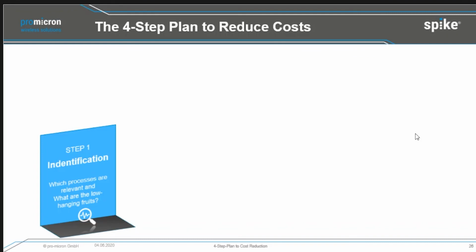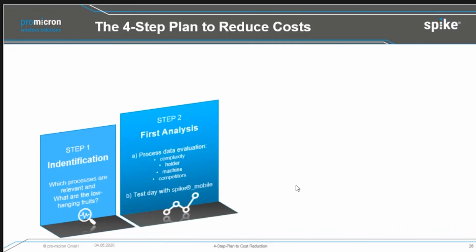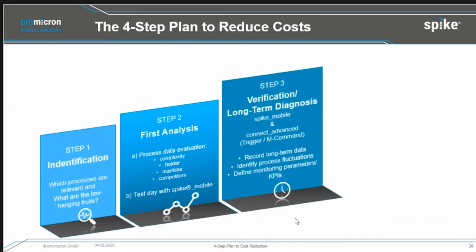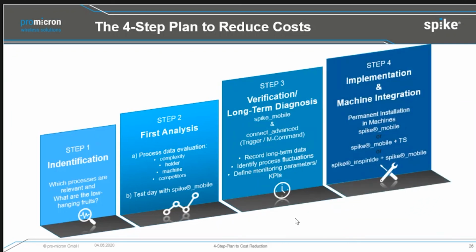So let's just recap the 4 steps. Step 1, identification. Again, start off with the low-hanging fruits question sheet. So feel free to ask us for this sheet. We'll provide this for you so you can start analyzing your own process if it's interesting to go on with the next steps with Spike here. Then the first analysis, we'll come over to your site or send you the test equipment so we can gather the first measuring data. The verification, long-term diagnosis, and the fourth step, the implementation and machine integration.